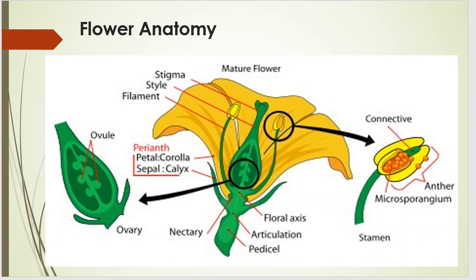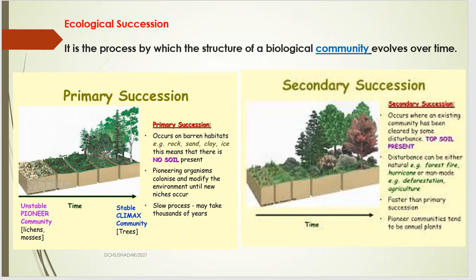Next, switching over to one last thing, a lesson from ecology, which is called ecological succession. Ecological succession is the process in which the structure of a biological community changes, or evolves, over time. Let me give you an example here. There are two types of succession. One is called primary succession, another one is called secondary succession.